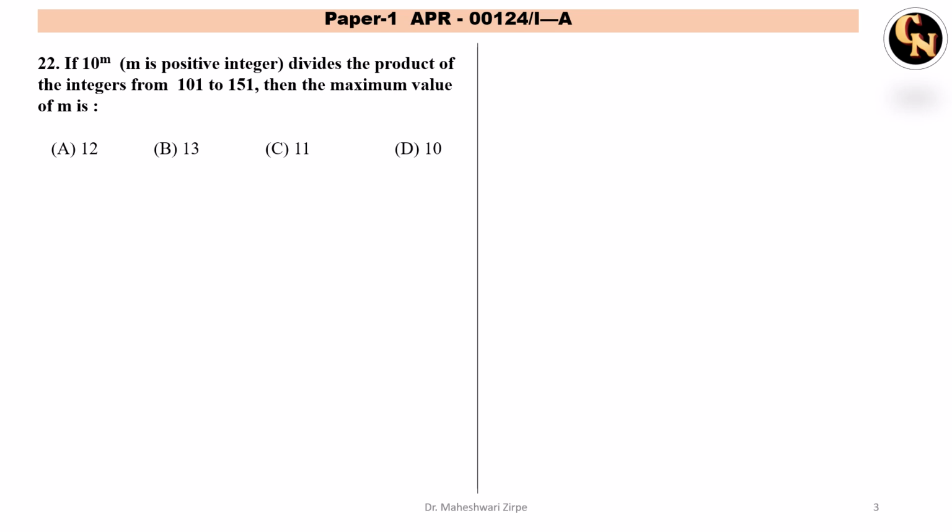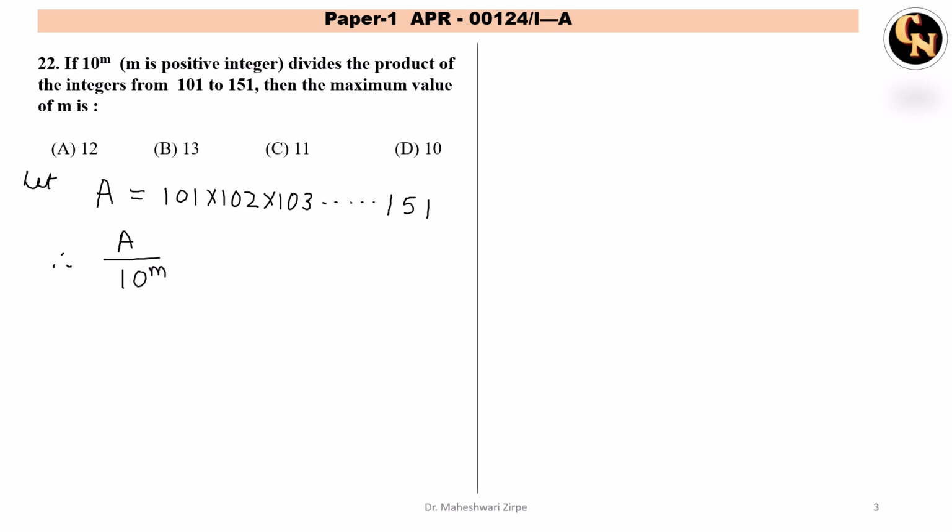Okay, what do they ask us? Let capital A be our product, which is 101 into 102 into 103, up till 151. Therefore, whatever the product is, we are dividing by 10 raised to m. So it will become A divided by 10 raised to m, where A is the multiplication of all this. Okay, this is what they want.